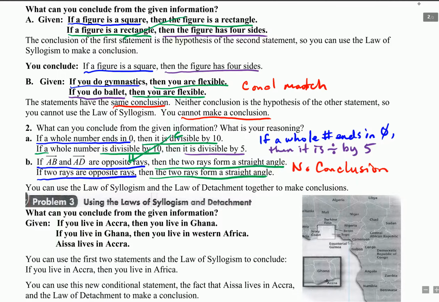If ray AB and ray AD are opposite rays, then the two rays form a straight angle. So our requirement is that our two rays are opposite rays, and our result is they form a straight angle. The second one says if two rays are opposite rays, then the two rays form a straight angle. Is the requirement of one the result of the other? No. These are just the same statement over again. We cannot conclude anything. Basically, they say the same thing. So there's no conclusion here.